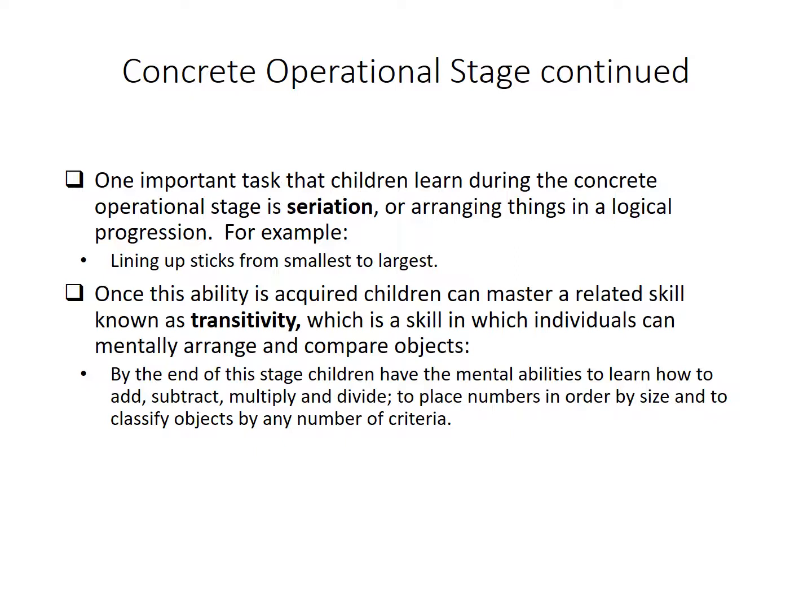Another important test that children learn during this concrete operational stage is seriation, or arranging things in a logical progression. For example, lining up sticks from smallest to largest. Difficult for a preoperational child to do that. Transitivity also they develop, which is a skill where they can mentally arrange and compare objects. So by the end of this stage, children have the mental abilities to learn how to add, subtract, multiply, and divide, to place numbers in order by size, and to classify objects by any number of criteria.